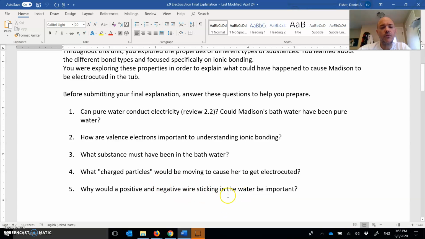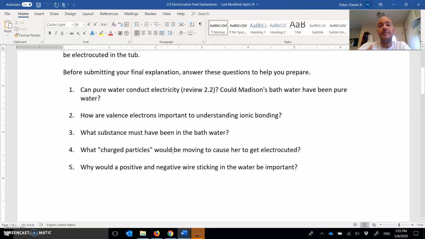My hint for question number 5 as you're thinking about it is think about what we know about circuits. Reminding what we went over first semester, I guess. So think about those things, think about answering these, and I want you to write down what happens for Madison to be electrocuted in the water. And that's it. Good luck with that, and take care.